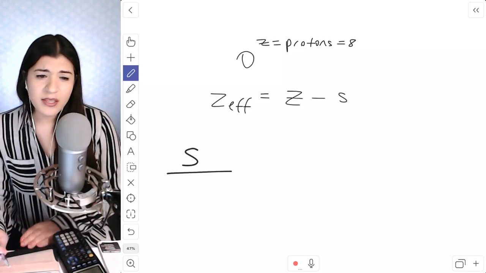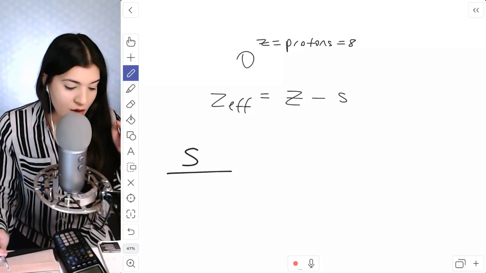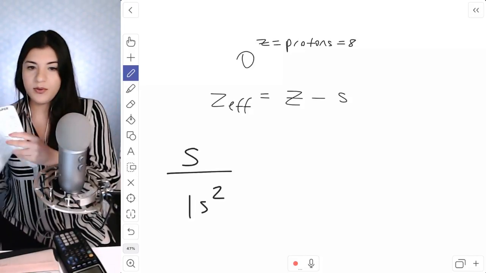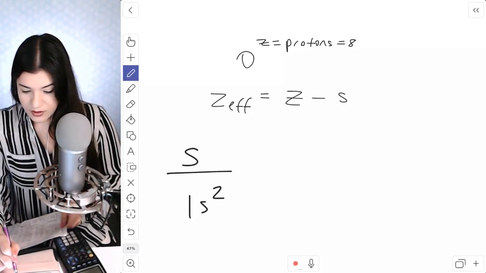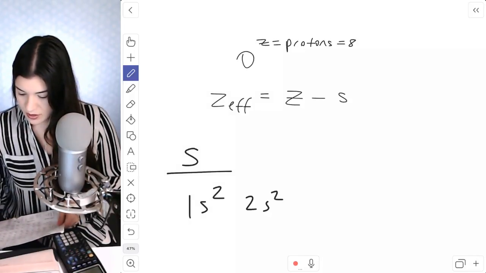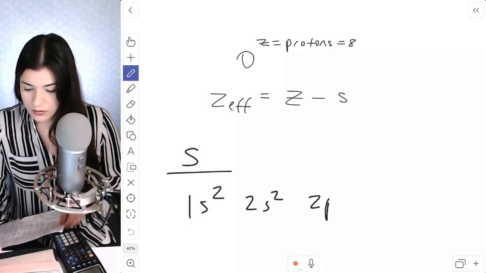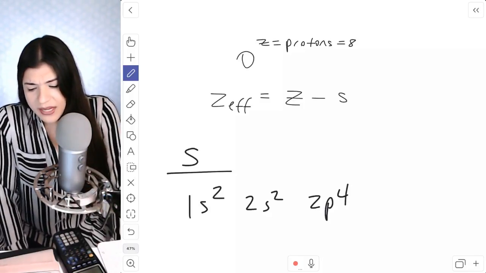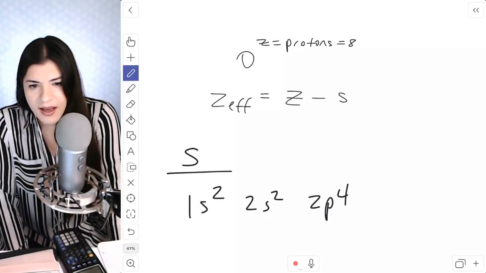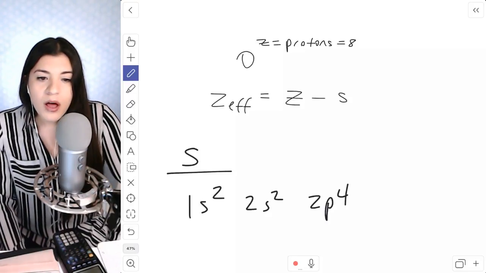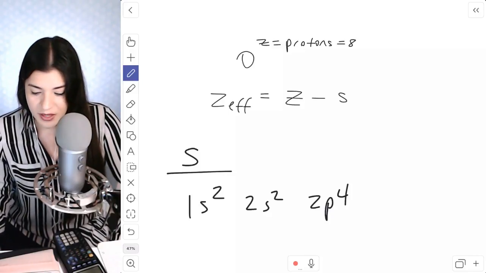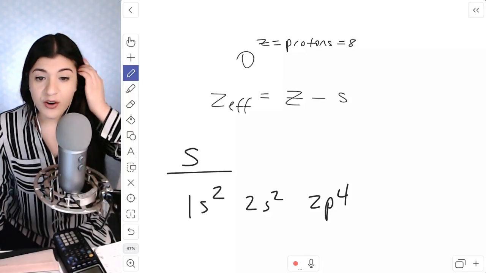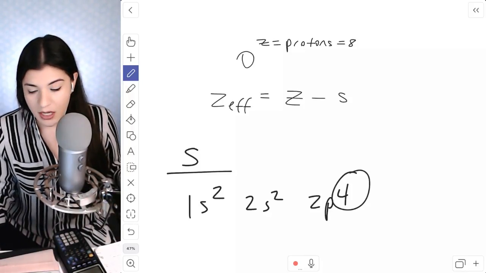I would look at the electron configuration of oxygen, which would have been 1s2, 2s2, and 2p4. Let me look at my periodic table. And then what I would look at is how many electrons are in the outermost shell, which would have been 4 in this case.